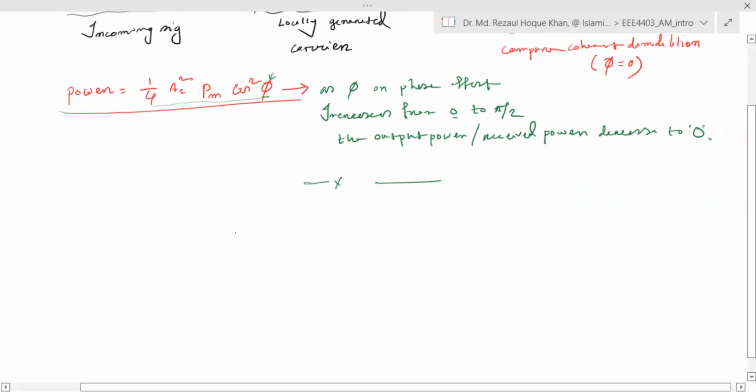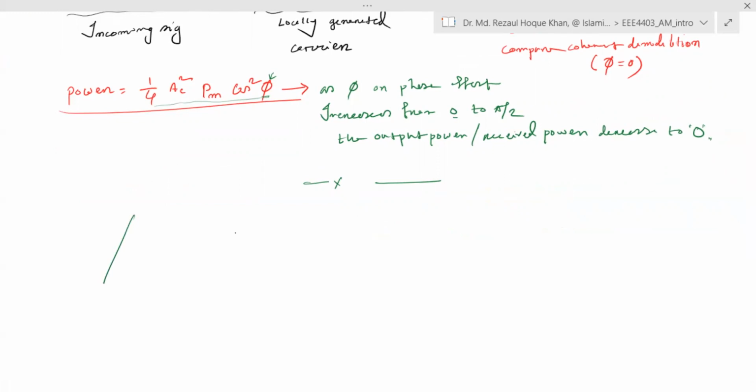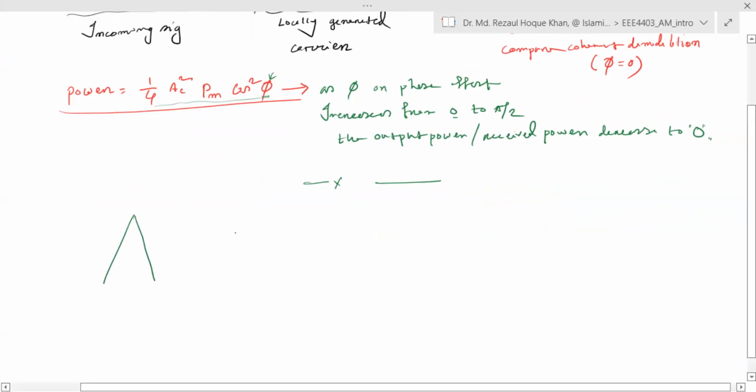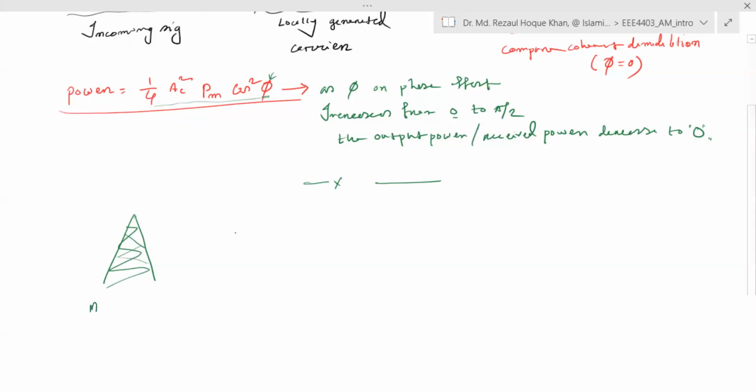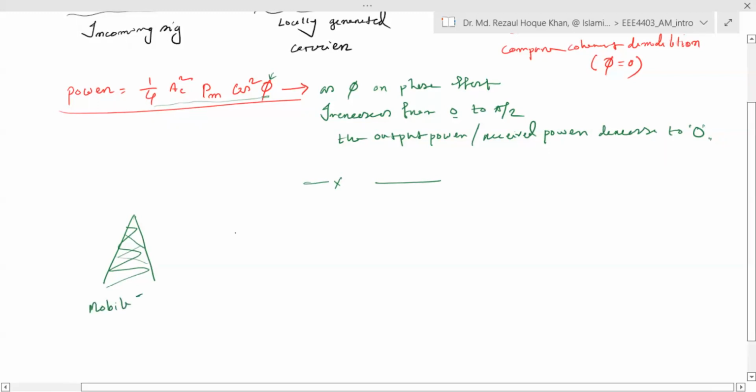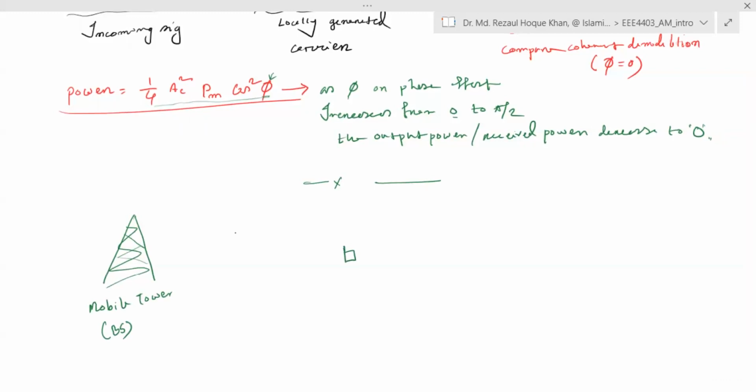Let's give a scenario. Say this is a mobile tower, also called a BTS or base station. In communication, we call it base station. Now, imagine you have a mobile phone, or you are a user having a mobile phone.